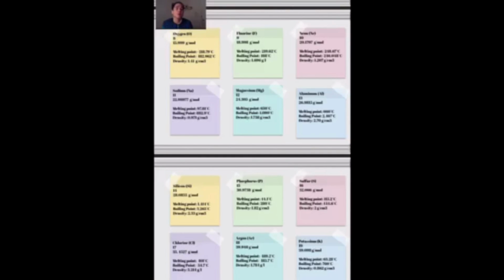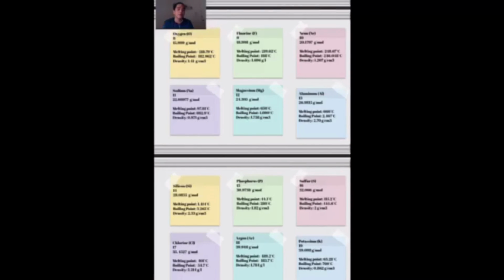Sulfur, atomic number 16, atomic mass 32.066 grams per mole, melting point 115.2 degrees Celsius, boiling point 444.6 degrees Celsius, density 2 grams per cm3. Chlorine, atomic number 17, atomic mass 35.4527 grams per mole, melting point 101 degrees Celsius, boiling point 34.7 degrees Celsius.